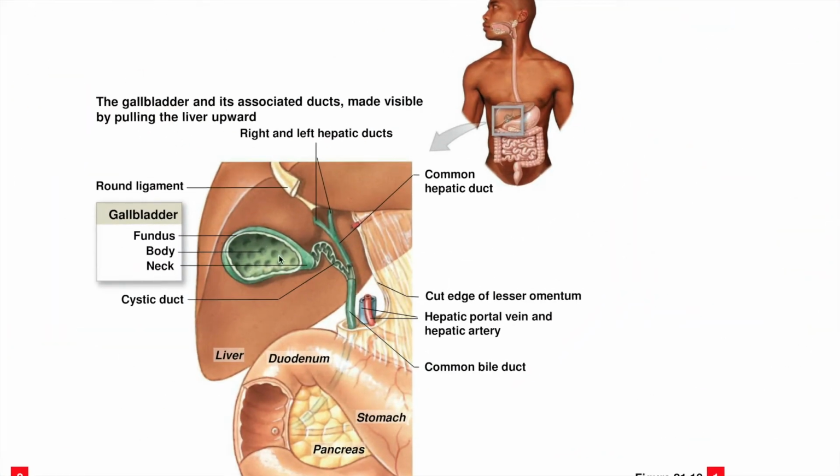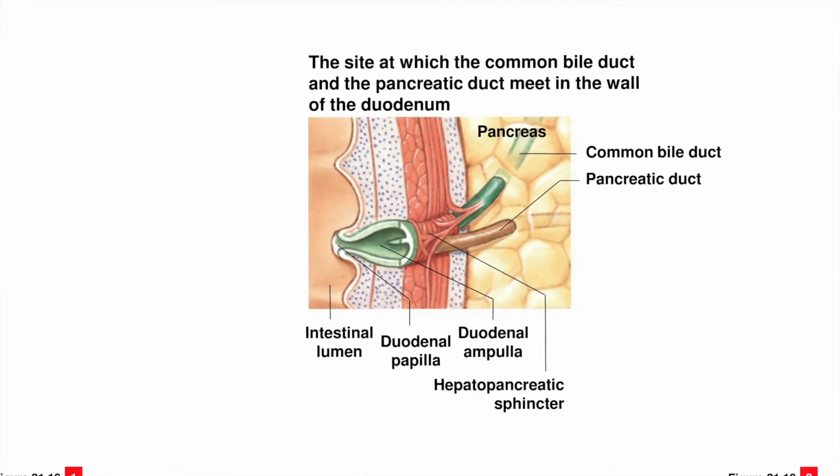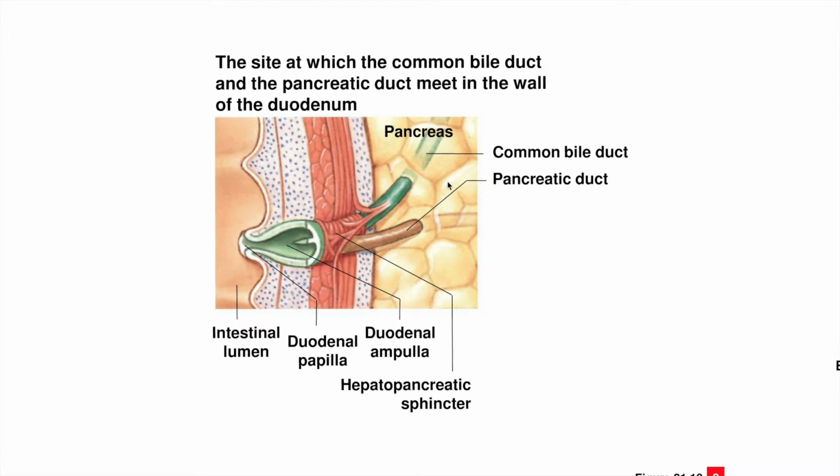That bile can be stored in the gallbladder. The gallbladder stores and concentrates bile. The hormone CCK, so cholecystokinin, will cause the gallbladder to contract and secrete that bile into the duodenum, where it's needed to help break down lipids or fats. And here's a close-up on where that empties into the small intestine right here. It joins with the pancreatic duct.